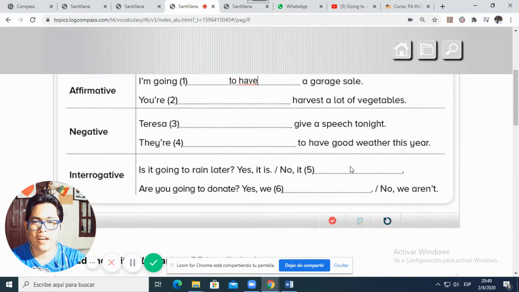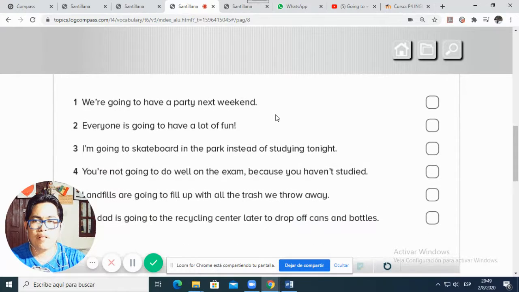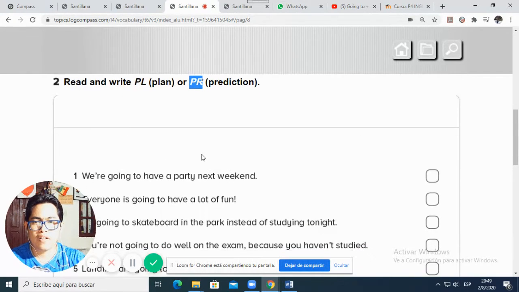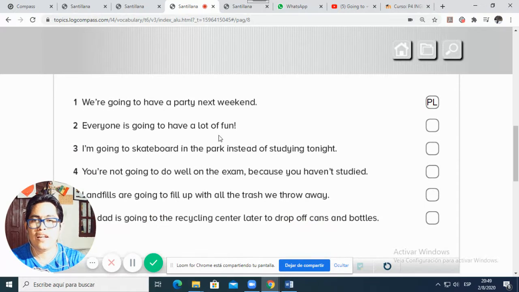You continue completing. In the next part, we need to read and write PL for plan or PR for prediction. For example, let's read sentence number one. It says here, we are going to have a party next weekend. What do you think? Is it a plan, PL, or is it a prediction, PR? So this is a plan. Very good. So we write here the initials PL for plan. So you read the next sentences and you complete with plan, PL, or prediction, PR. Very good. Let's continue with the next part.